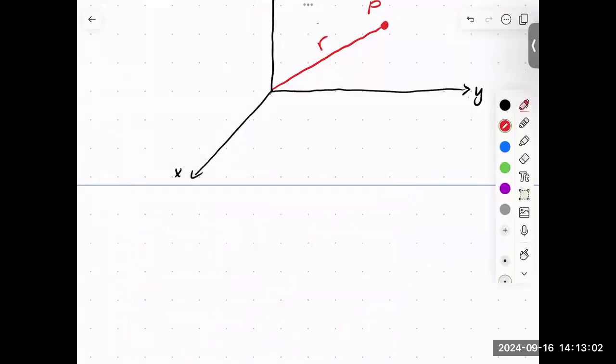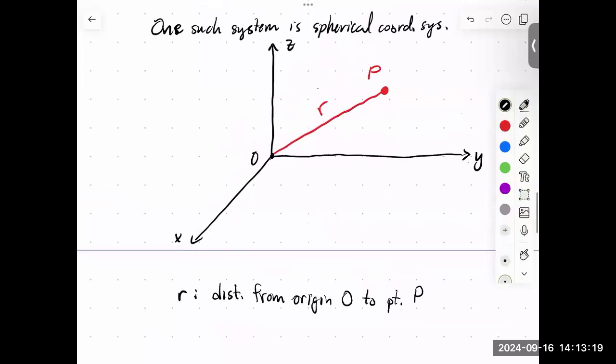Okay, so r is going to be the distance from origin O to point P, and so here our origin is sitting over here. Okay, and we can define our r hat unit vector as just being along that radial line. So this is r hat.